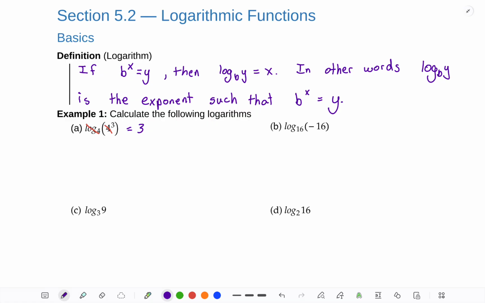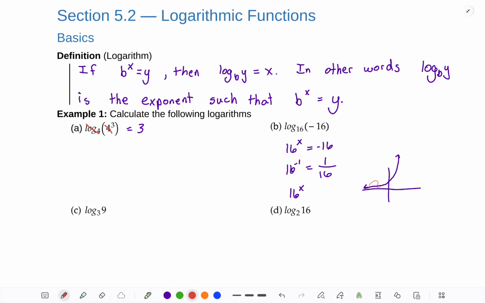Okay, part B, log base 16 of negative 16. So we're looking for 16 to what power is equal to negative 16. And you might be tempted to say negative 1, but remember 16 to the negative 1 power is 1 over 16, not negative 16. And from graphing, from what we just talked about, 16 to the x, the graph looks like this.